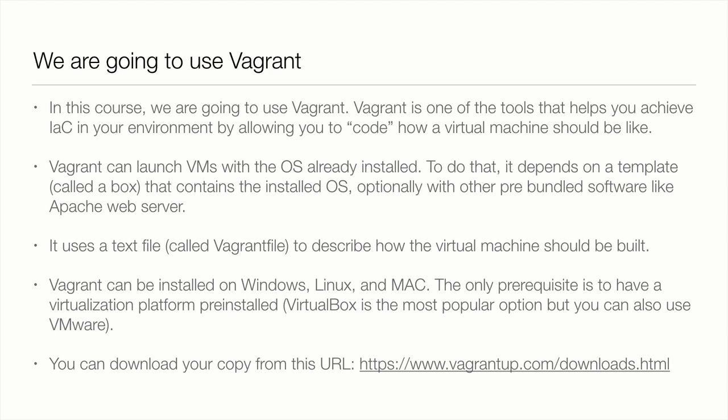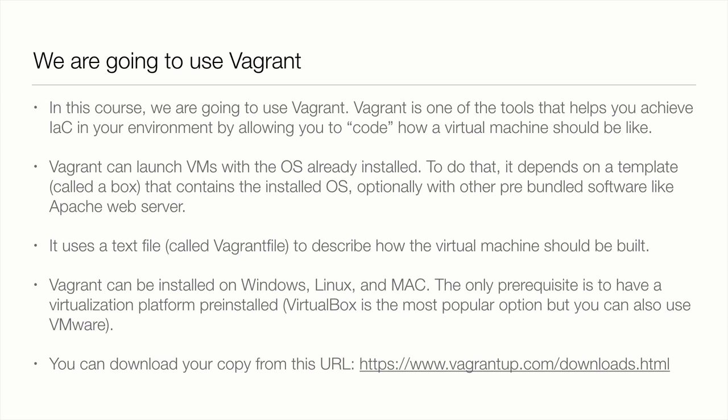And Vagrant can be installed on all major operating systems. It can be installed on Windows, Linux, and the Mac. The only prerequisite for Vagrant to be installed is to have a virtualization platform pre-installed. By default, we're going to use VirtualBox, but you are not bound to this specific virtualization platform. You can use also VMware or any other virtualization platform that is supported by Vagrant. So if you don't know about VirtualBox, it is very easy to install. It is a virtualization platform.